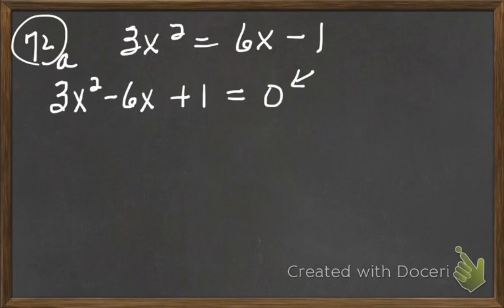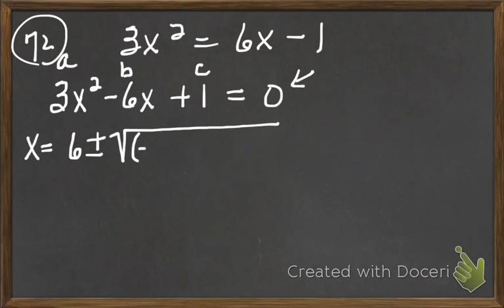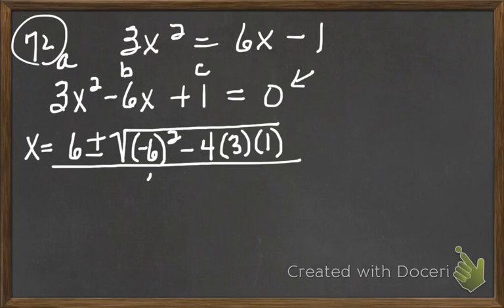So a is going to be 3, b is going to be negative 6, c is going to be positive 1. So the quadratic formula says negative times your b. My b is already negative, so when I do a negative times negative 6, I get a positive 6. I'm going to have positive 6 plus or minus, and put your b in parentheses because you're squaring the b. So it's negative 6 in parentheses squared minus 4 times your a, which is 3, times your c, which is 1, all over 2 times what? 2 times 3. Everybody understand how we're plugging those numbers in?